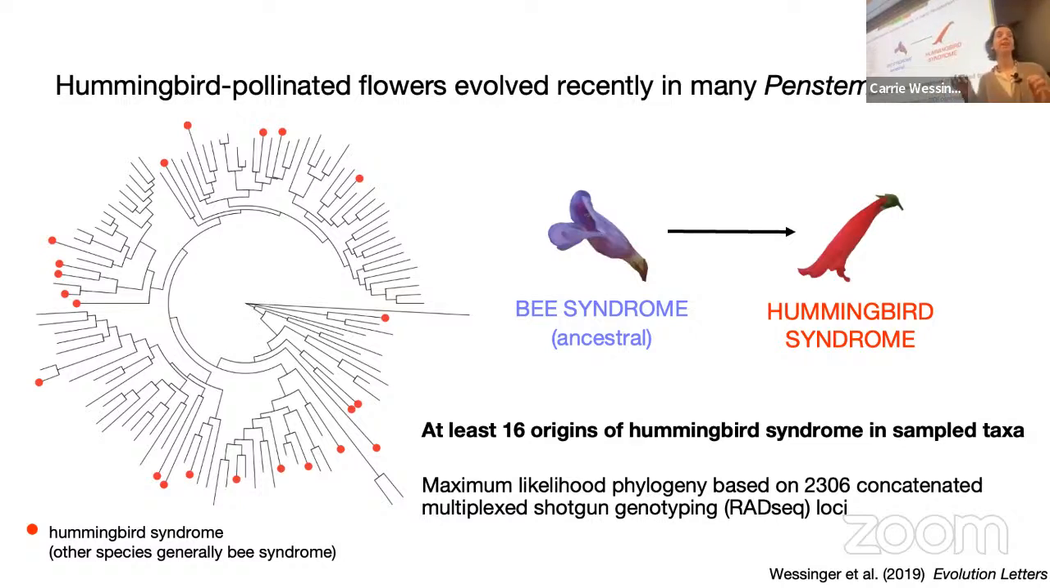Most seem to represent a separate origin of this floral type, and they're sister to bee-adapted species. So this suggests there's been many shifts from bee to hummingbird pollination. Just in this sample, there are 16 origins. And we don't see the repeated evolution of other floral syndromes that are common in North American flora. So we don't see, for example, repeated shifts to hawk moth pollination or wind pollination or self-pollination.